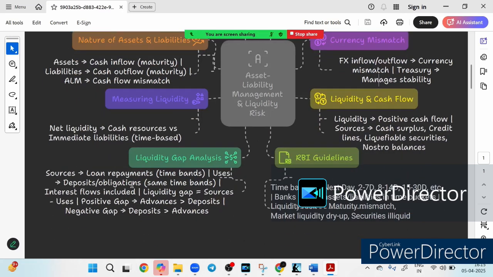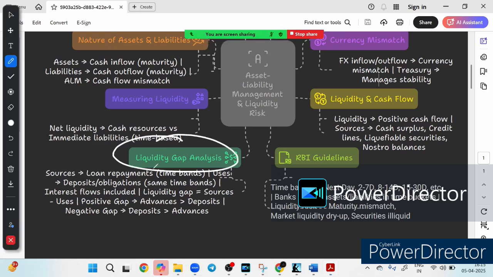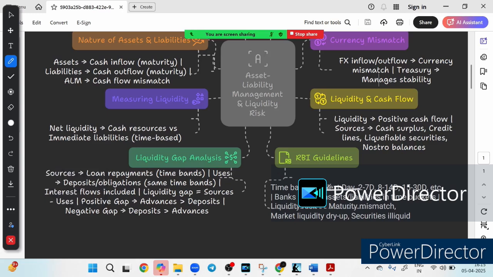Now we have something called liquidity gap analysis. As you can see on the left side, this is called liquidity gap analysis. Friends, banks categorize their cash flow into time bands. So here comes the concept of time bands. As per the RBI guideline, these are the next day, or 2 to 7 days, or 8 to 14 days, or 15 to 30 days, right?